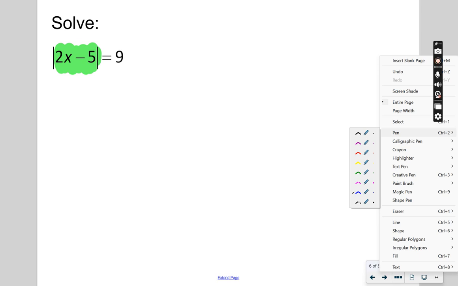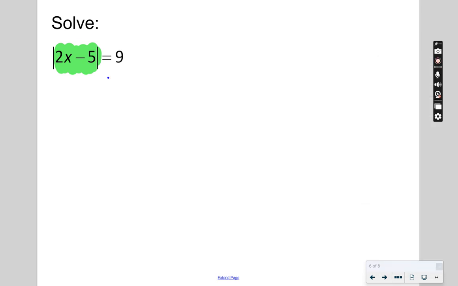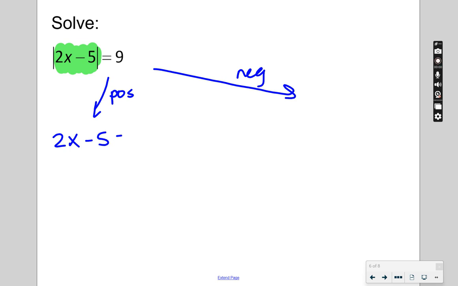So here's how we're going to set it up. I'm going to create two equations, one positive version, one negative version. So I'm going to have 2x minus 5 equals 9. I dropped the absolute value bars. For our negative version, we're going to have 2x minus 5 equals -9. That's how we're going to set both of these up. And now we just solve for x.